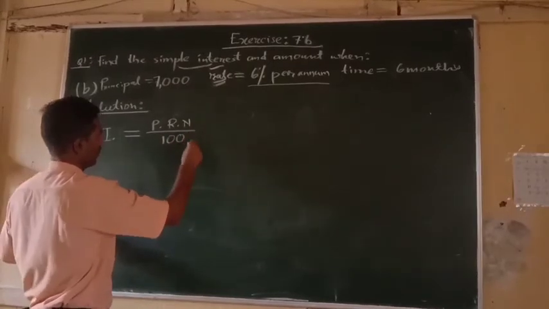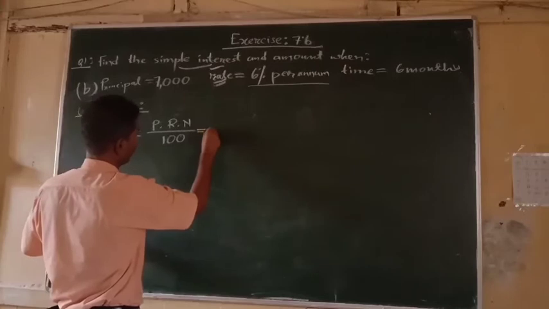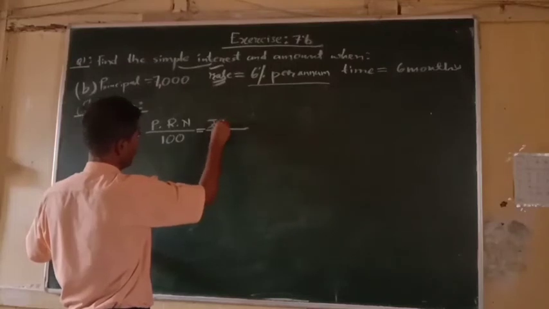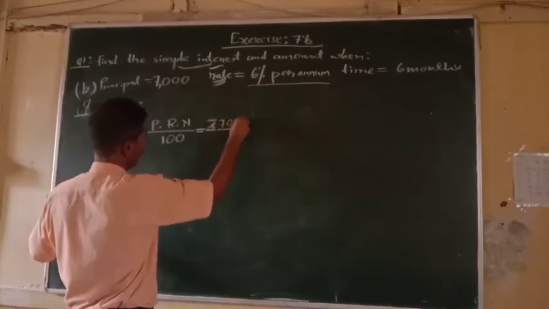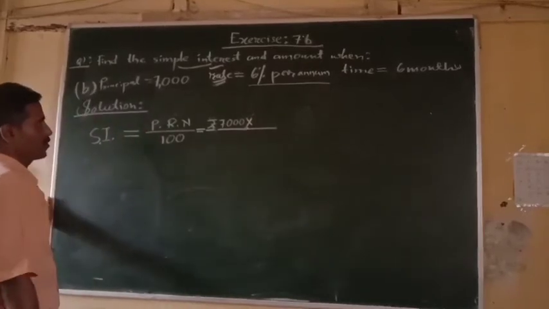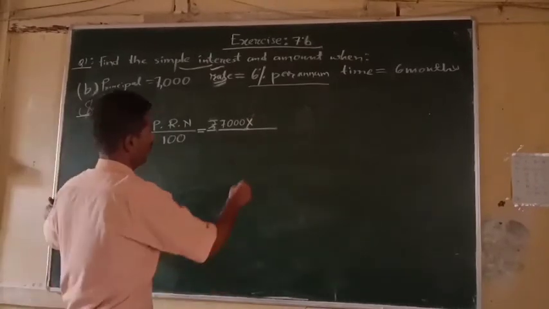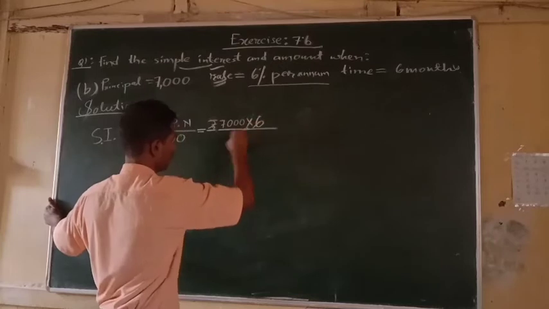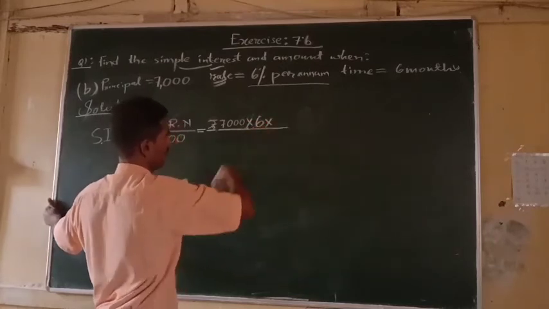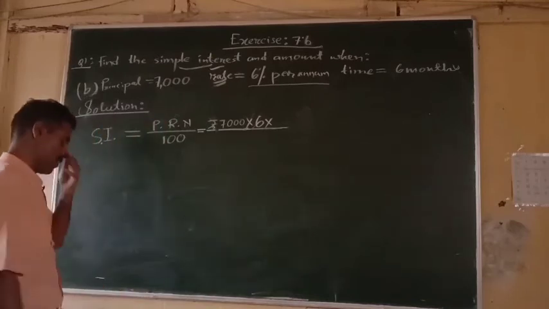Now in the following step you see P we got 7,000, so in place of P we'll put rupees 7,000. All right, then what we got? We got rate of interest, R, that is 6%. So right here 6. Then what we got? N, and what you got, 6 months.